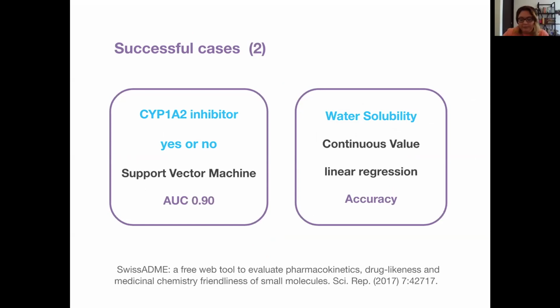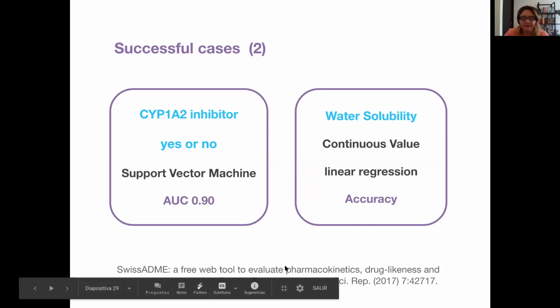Another important thing about this server is that it's very well documented in the article, in the supplementary material of the article, and you can find all this information. For example, the water solubility was also computed with a linear regression, and the way they used to say that this was the best model was an accuracy value.